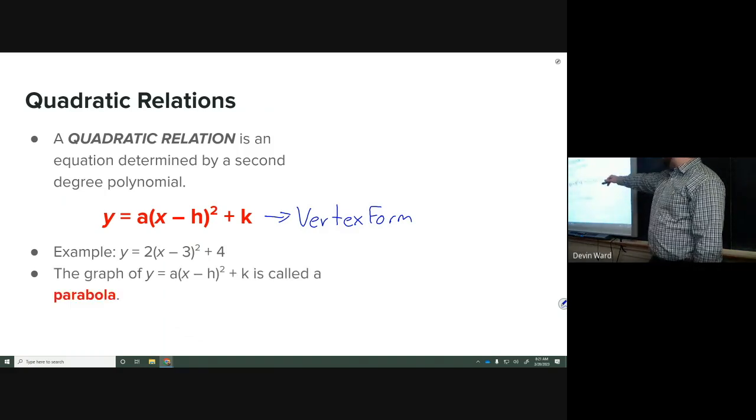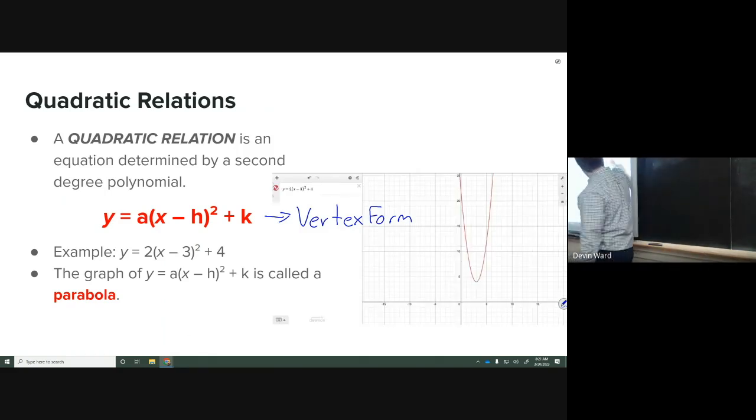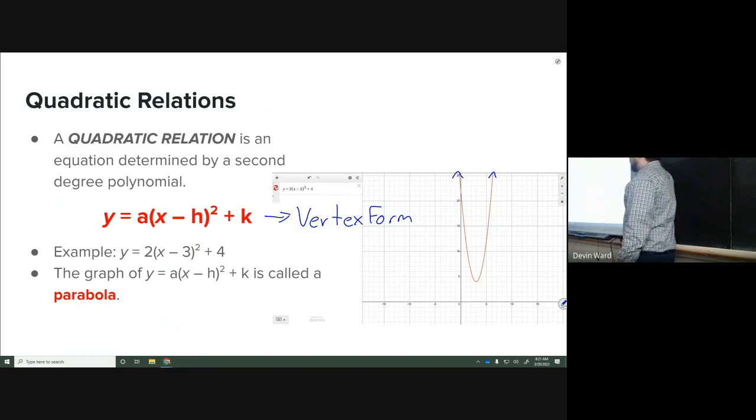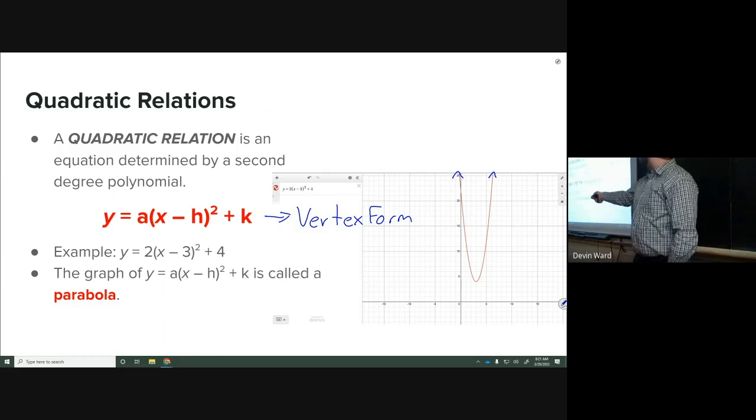So if we have y equals 2 times x minus 3 all squared plus 4, it's going to look something like this, okay? It'll have the shape where it almost looks like a U. Starts up, comes down, and goes back up. And these ends keep going up, on and on and on forever. Okay? And we call this graph a parabola.